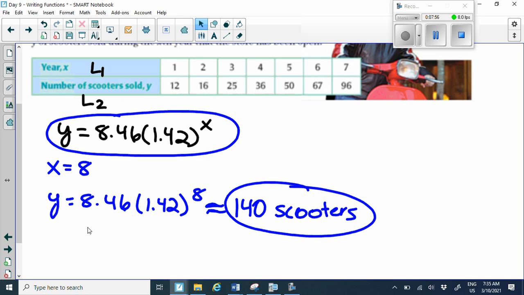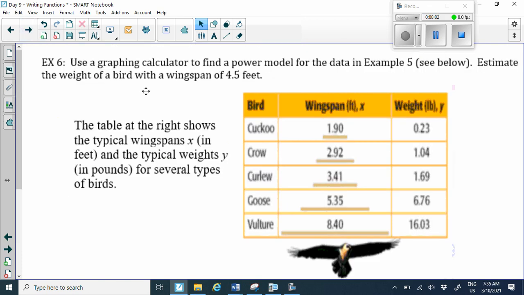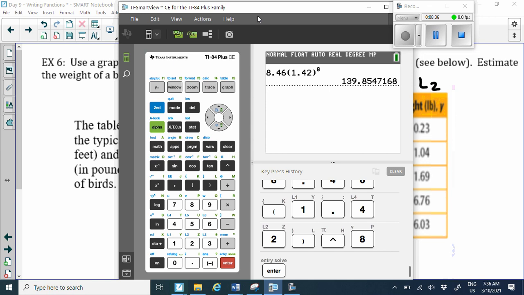Okay. Now, let's go ahead. We're going to now talk about the power regression. Okay, so we're going to do the same thing. We're going to use the graphing calculator now here to find a power model. So as I said before, they will always tell you what type of model to find, either exponential or power. You don't need to try to figure it out. Okay, then we're going to estimate the weight of a bird with a wingspan of 4.5 once we found our power model. So notice here we have X and Y. So when we plug it into our stat, we're going to have L1 represented as X and L2 represented as Y.